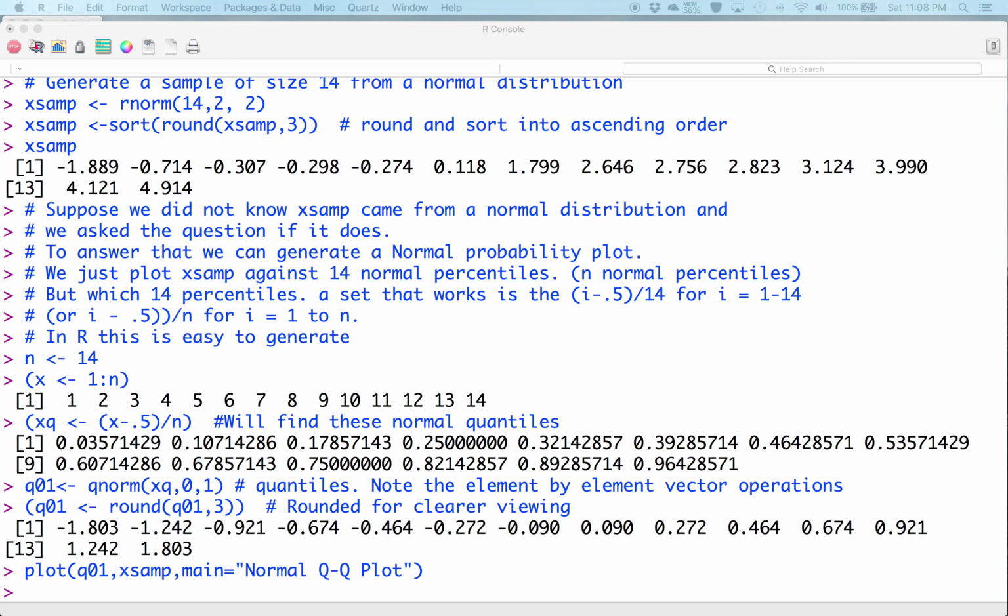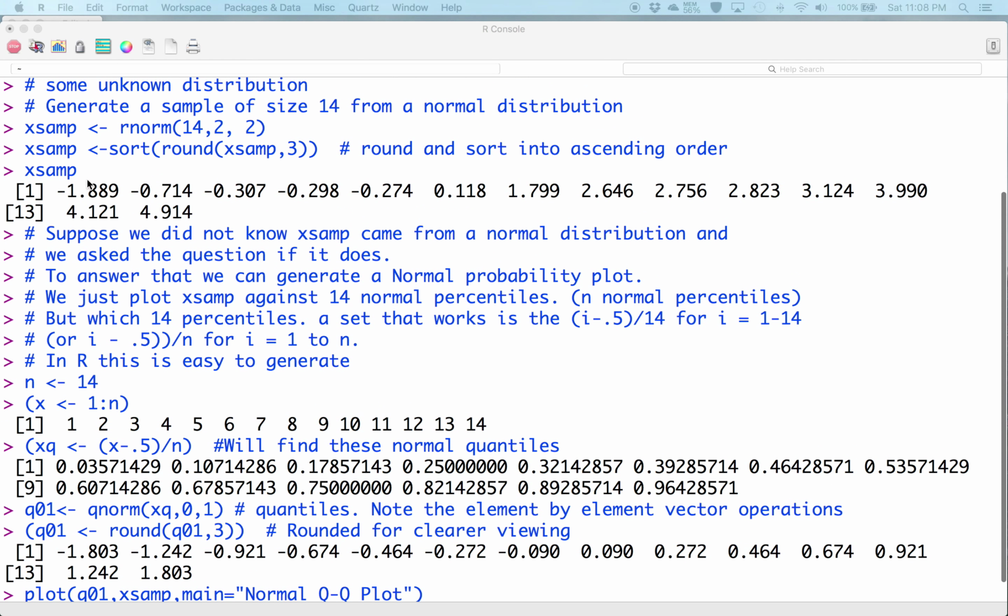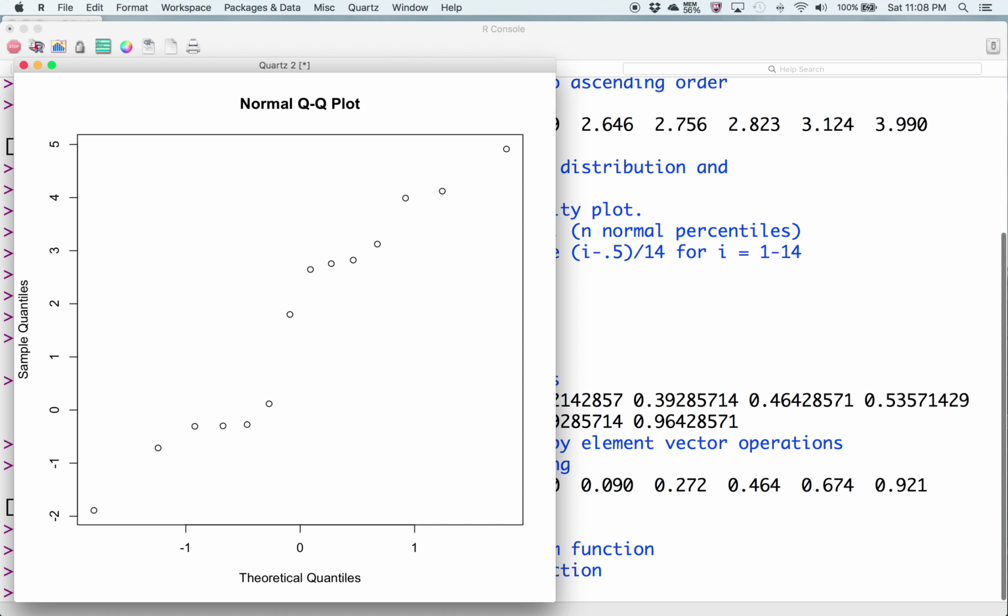It happens that there's a built-in R function that does this. It's called the qqnorm function. Now here's XSamp. Remember, we took our sample, but this would be our data values. So these are the data values that we had. It could be any number of them. The built-in function is called qqnorm. What it does is generate the exact same graph that we had before, but you didn't have to worry about the standard normal quantiles.